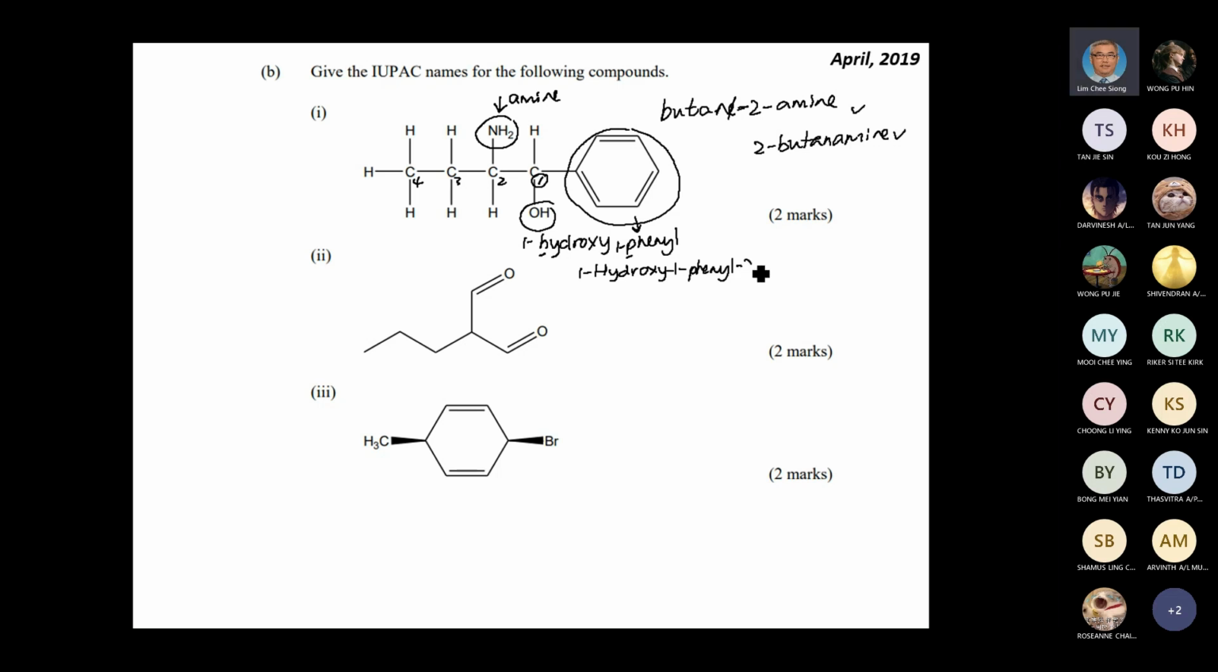Okay. You put 2 butane amine also can. Can build 4 carbon and single bond. Amine refers to NH2 located at carbon number 2. Okay, you put number 2 here also can, will be accepted. Done. Okay, now we go further.